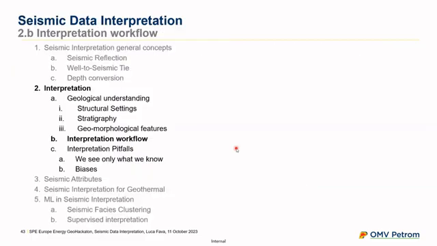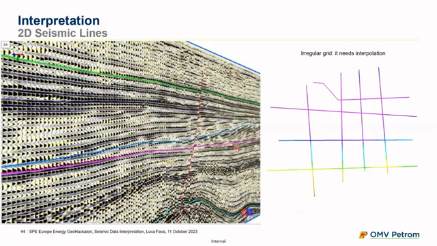Now, a few words about the interpretation workflow and some words about the possible pitfalls. When you do seismic interpretation, again, it depends on which data you have. You can have just 2D seismic lines, and that means just a slice of the subsurface. You can have, as you can see in this example here, just a few lines, and you have to connect them and do the interpretation only on those sparse data. And then if you want to make a map, you have to interpolate between.